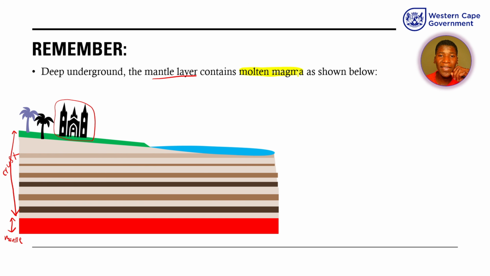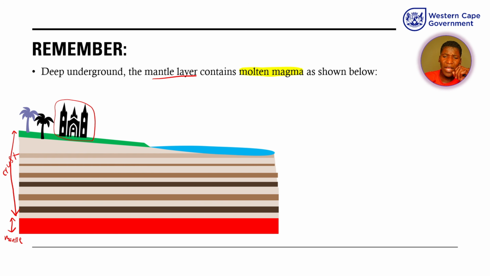As I explained in my previous video, molten magma looks like the porridge that you eat. The texture of the molten magma looks like porridge, but it is actually rocks. So basically the mantle layer has got molten magma, as I've shown here. This red layer is actually representing the molten magma.